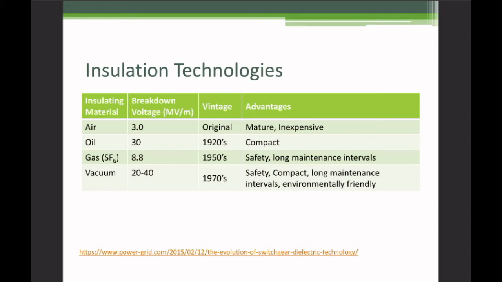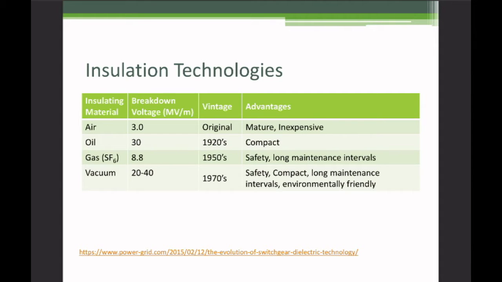And a couple years after that, they introduced vacuum technology. Now, vacuum technology is a different technology altogether in how it controls its arcs. It had big improvements compared to the oil technology in terms of safety and size. I mean, the vacuum equipment today is incredibly compact and lightweight. It's very nice to work with.